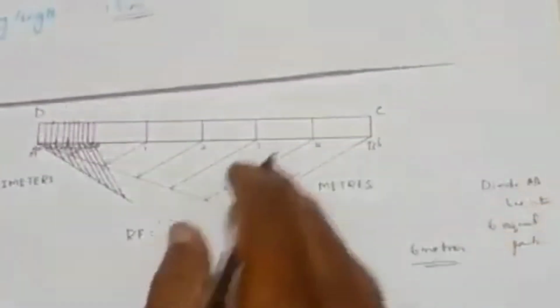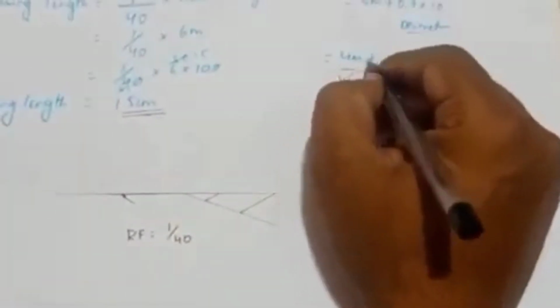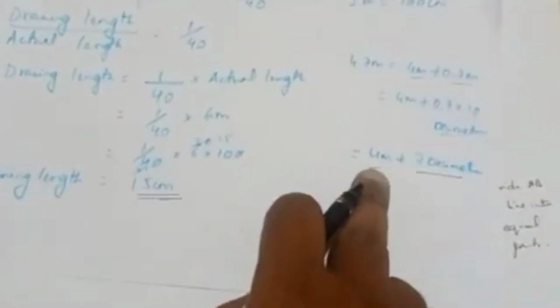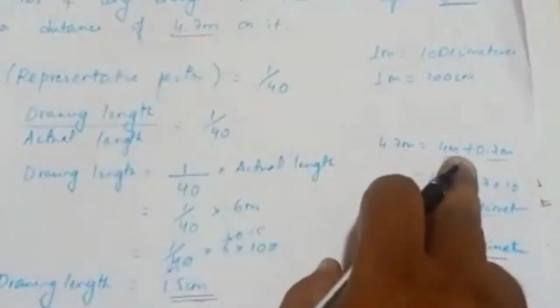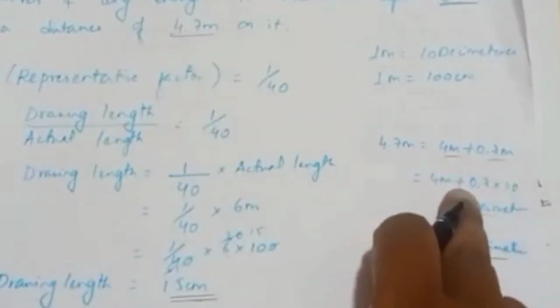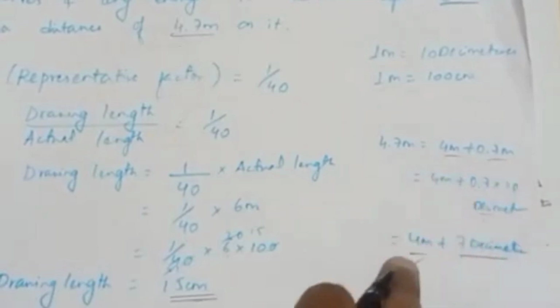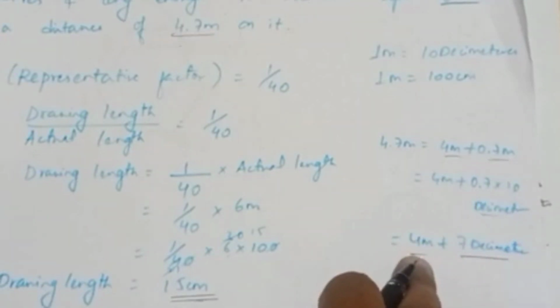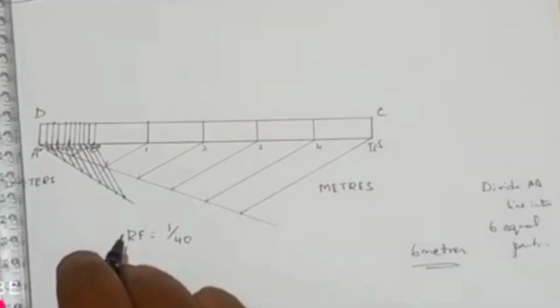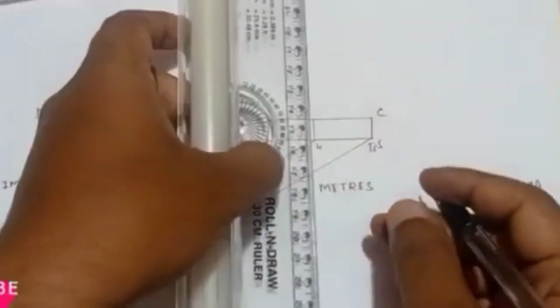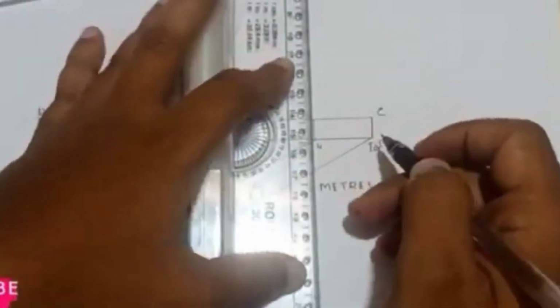So we have to show this 4.7 meter. So first I'll be showing this 4 meter here. So I have divided this 4.7 meter into 4 meter plus 0.7 meter. 0.7 into 10 decimeter is equal to 7 decimeter, so 4 meter plus 7 decimeter here. Okay. So first I'll be showing the 4 meter here.